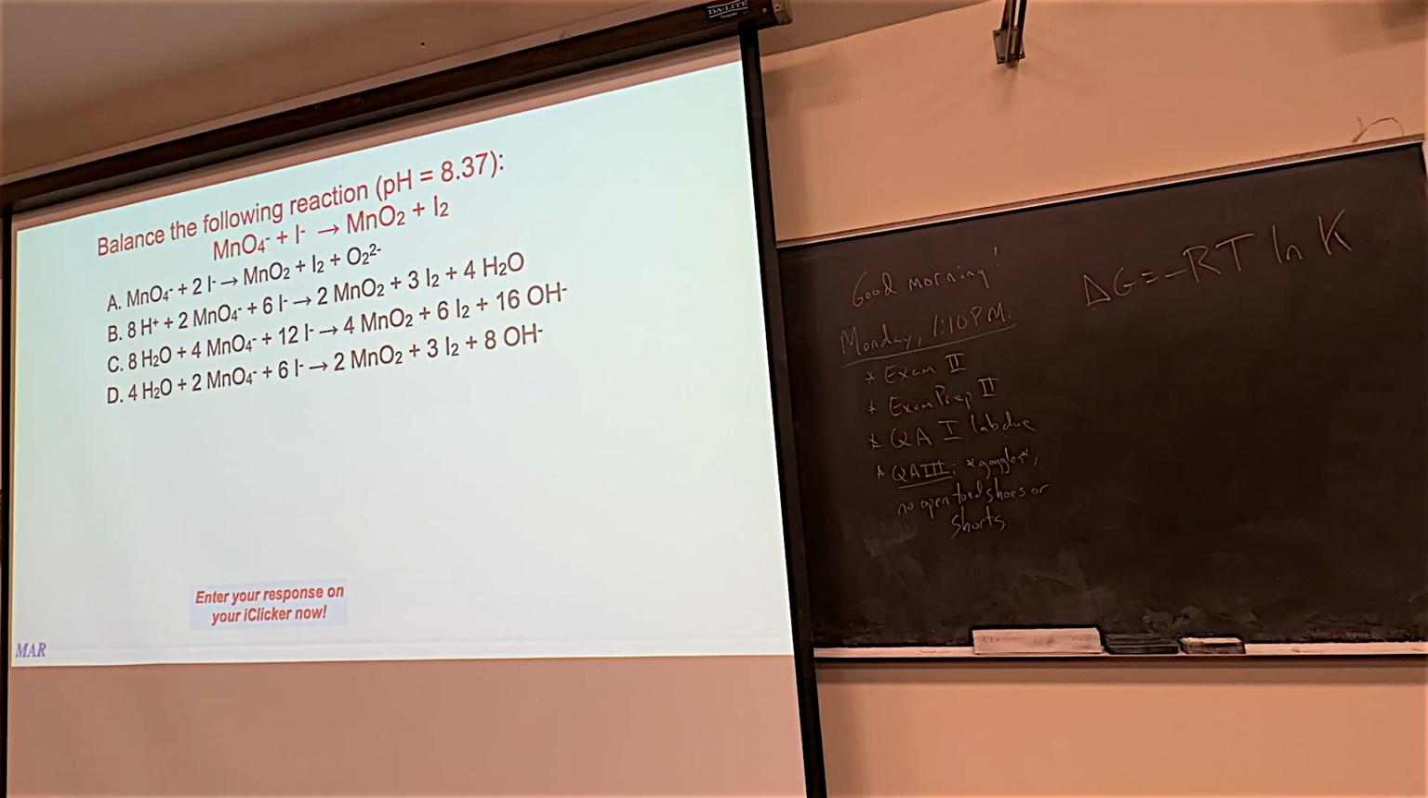Now there's several different ways you can do this. You can go right ahead and start balancing in base with hydroxide and water, and that's fine. I would probably do this in acid first and then neutralize in base, which is longer, but that is a cool way to do it. So see if you can do this. We'll talk about it here in a little bit. Let's do it.